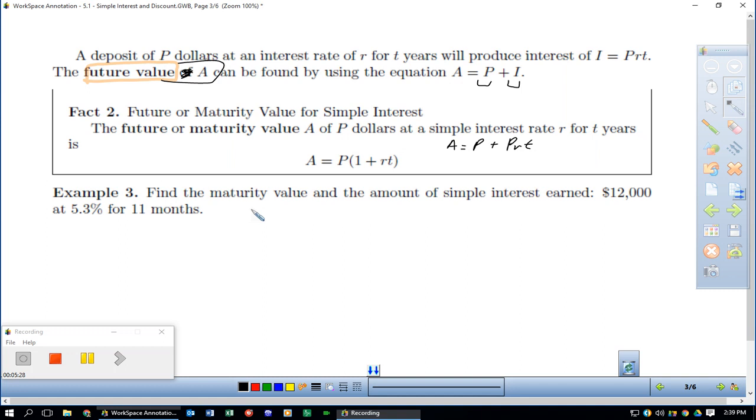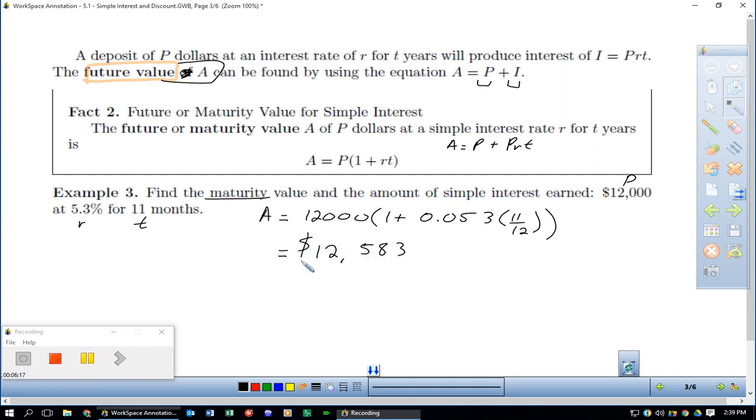Find the maturity value and the amount of simple interest earned: $12,000 at 5.3% for 11 months. Now we have a principal, a rate, and a time. So first, we'll go into this formula. A equals P times 1 plus 0.053 times 11 out of 12. That will give us the maturity value, which will be $12,583 and no change. So there's the future value. In 11 months, that's how much the $12,000 will actually be worth.